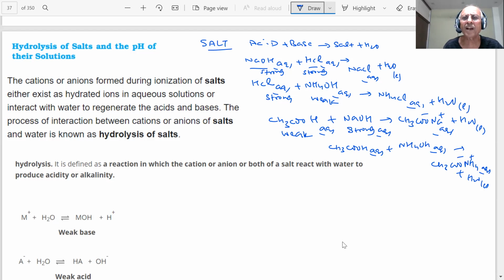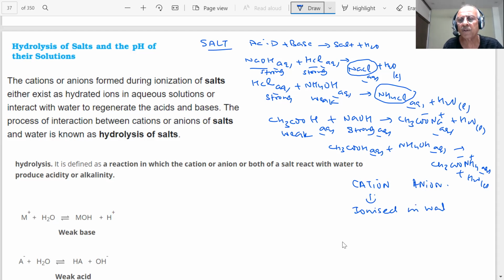So students, we can get different types of salts, and in every salt, any salt you take, there is a cation and anion, student. And you know, a salt will get ionized when you put it in water, aqueous. They are getting ionized, student. So on ionization, you are getting cations and anions.